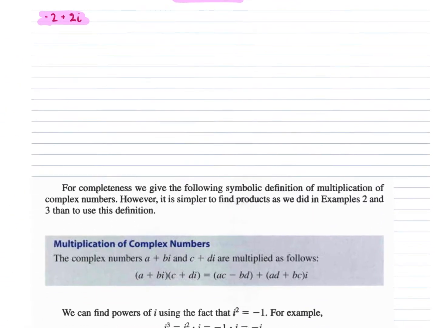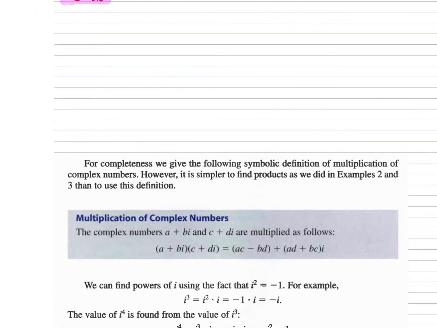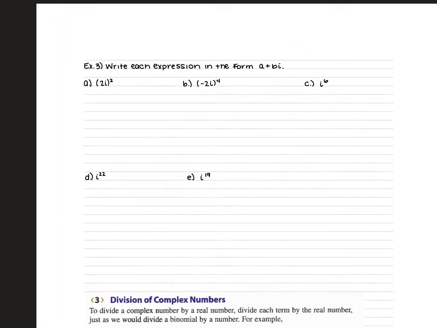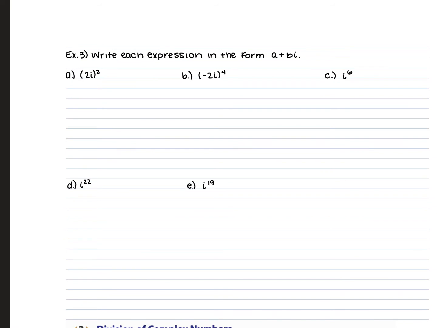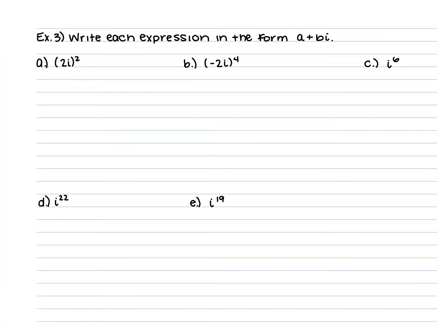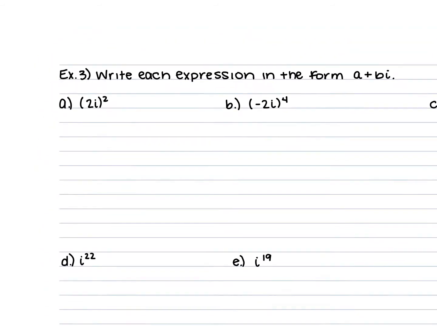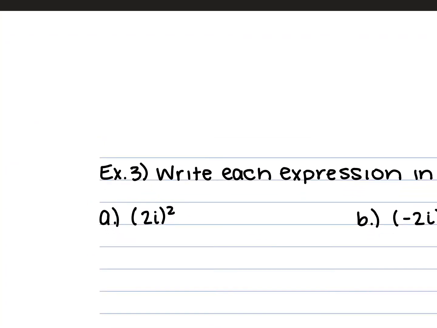From here, we are going to be looking at multiplication or writing expressions in the form of a plus bi, where we have a term raised to a power, where that complex number is raised to a power. You are going to want to write this down. You have 0, you have 0.25, you have 0.5, and 0.75.